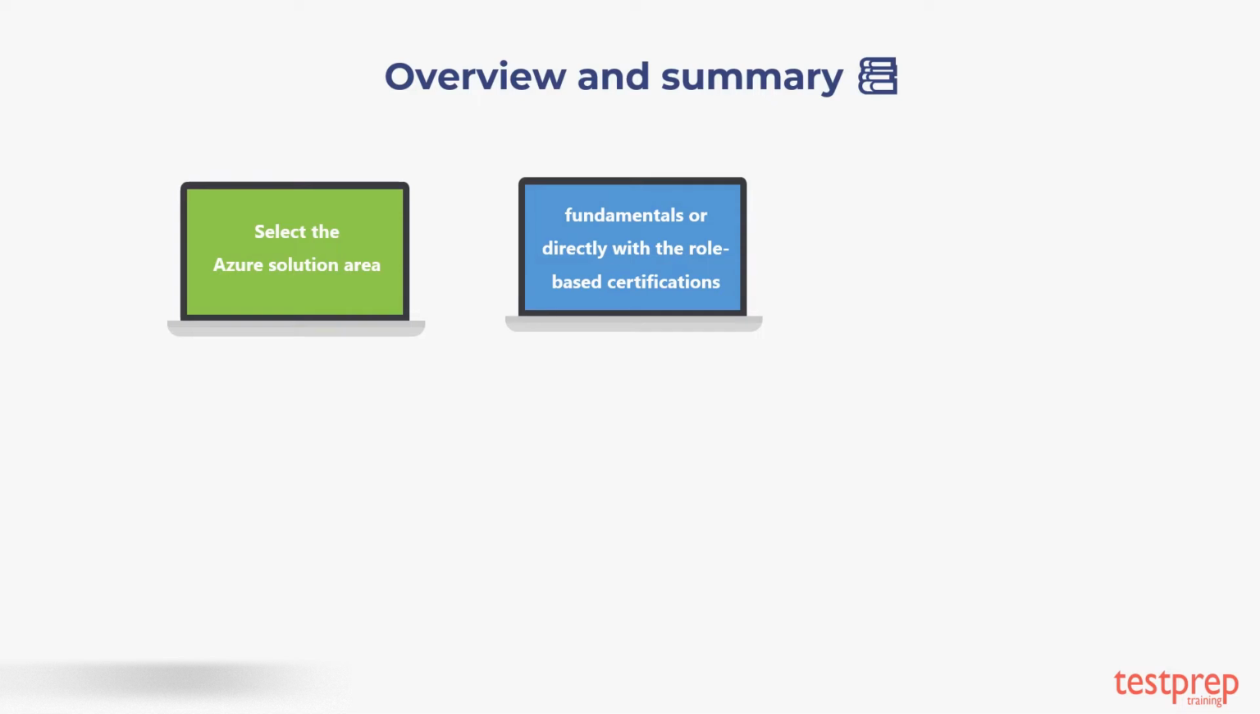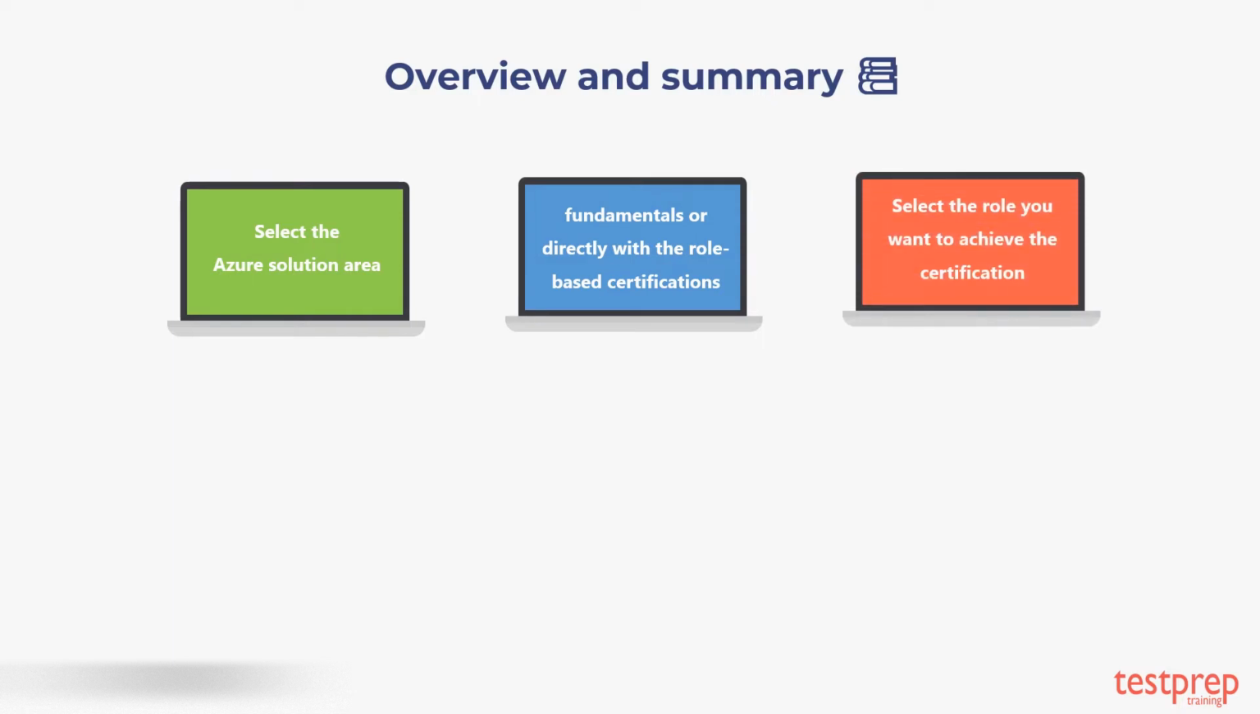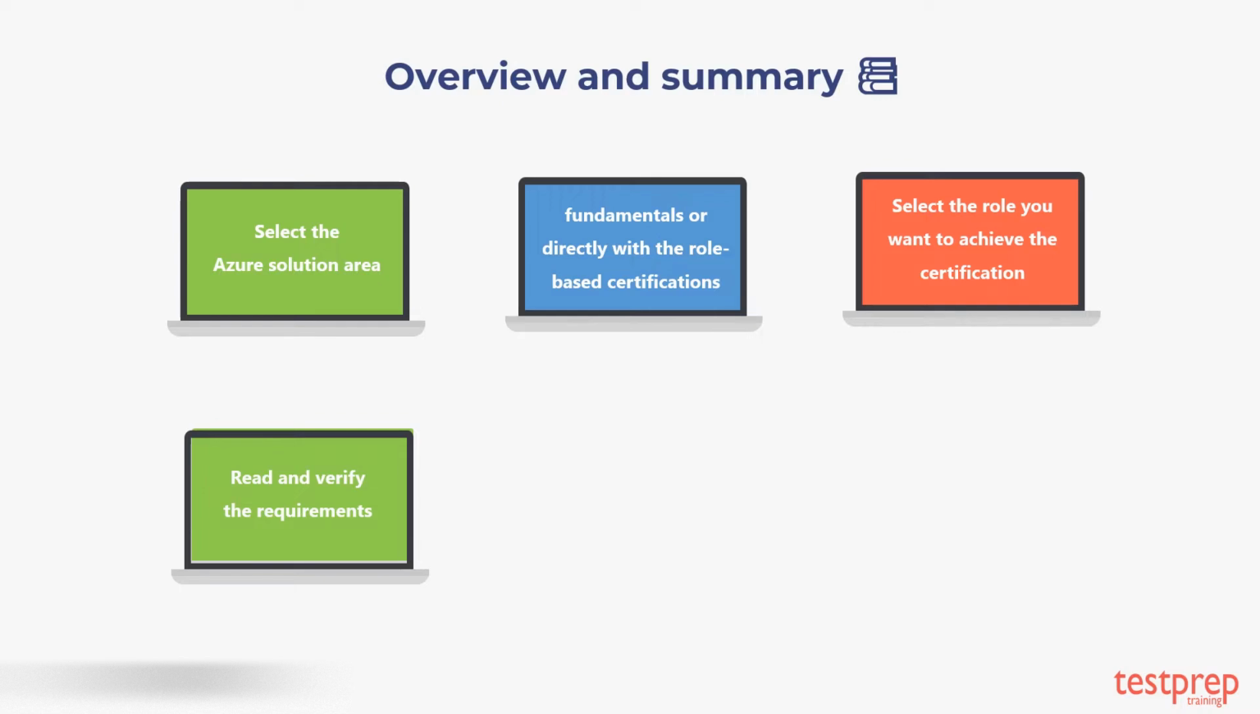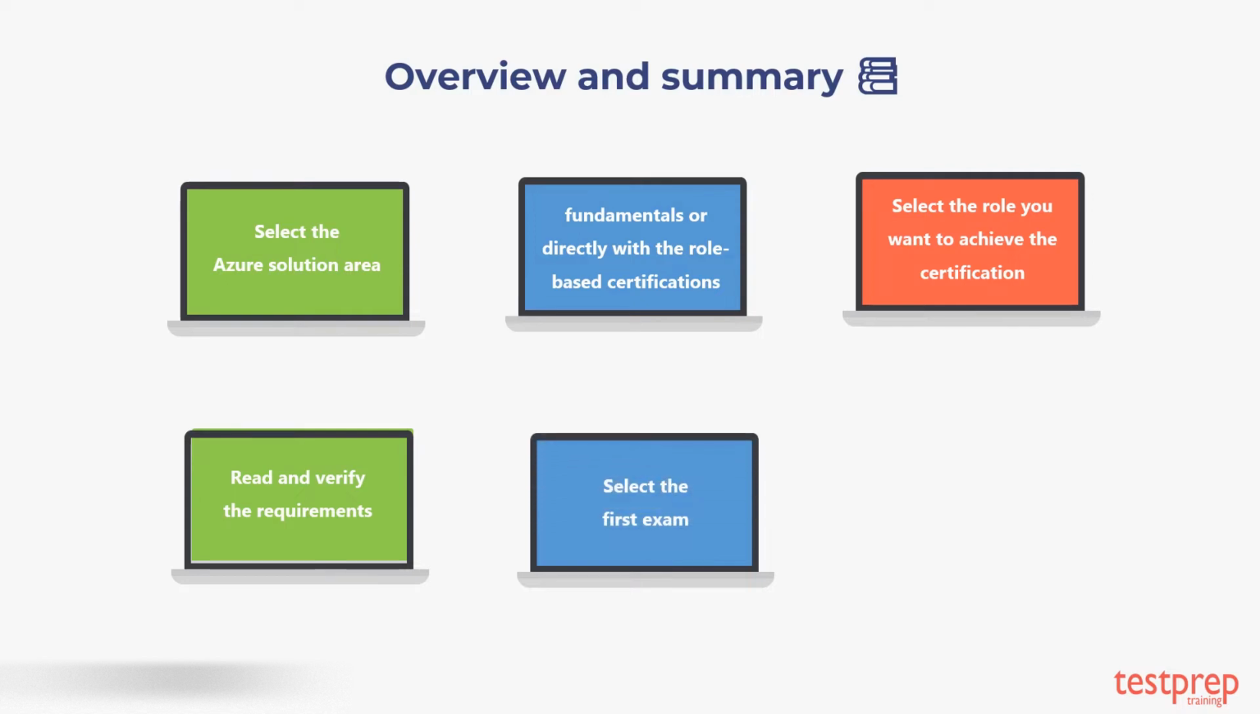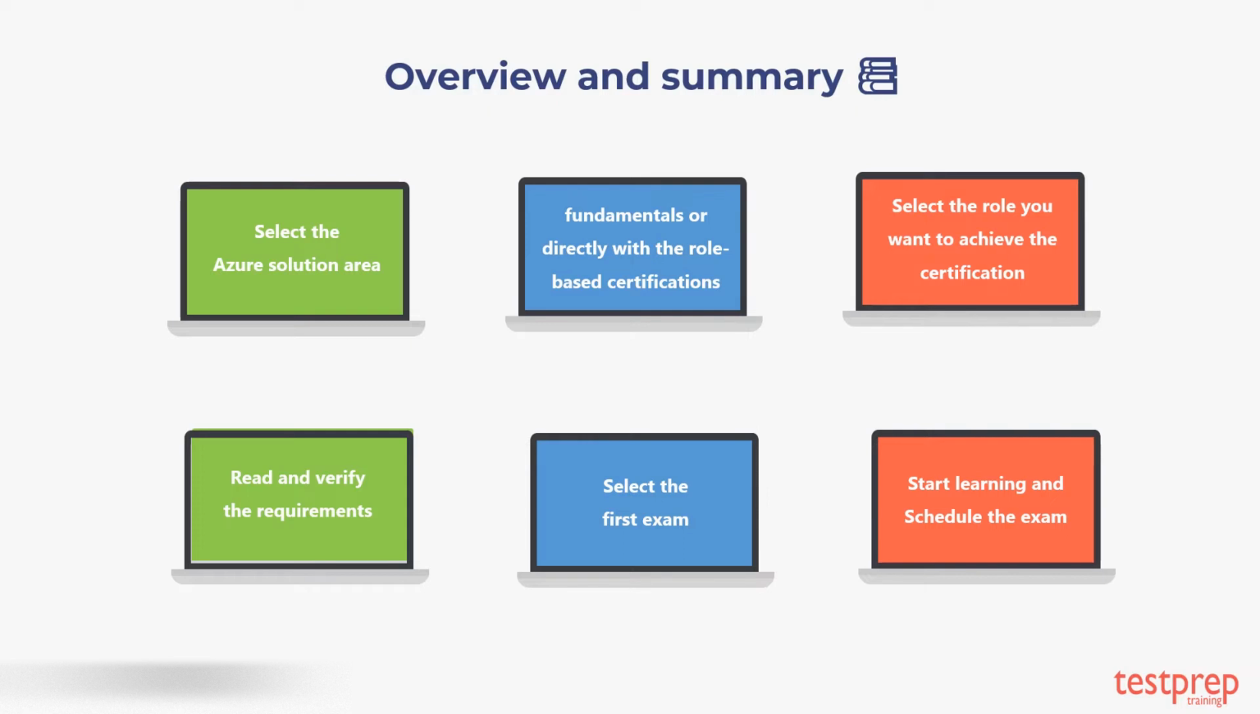However, by taking the fundamentals exam, you can make sure that you have the right base knowledge for the role-based exams. It also helps if this is the first Microsoft certification exam you are taking. It makes you familiar with the testing process and the different types of questions. 3. Select the role in which you want to achieve the certification. Depending on the solution area and type, you have different role-based certifications available. 4. Read and verify the requirements, like skills and exams, for the specific certification. 5. Select the first exam with which you want to start. 6. Start learning and schedule the exam online, or in a local center.